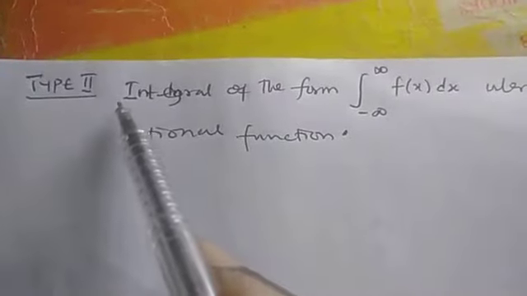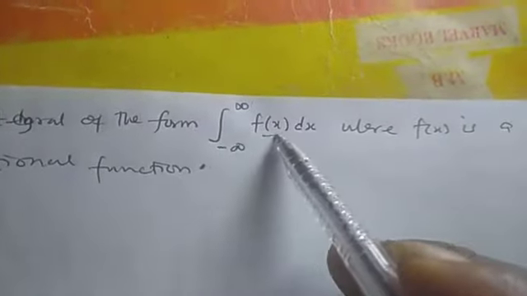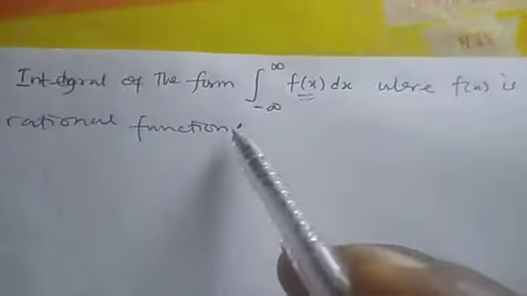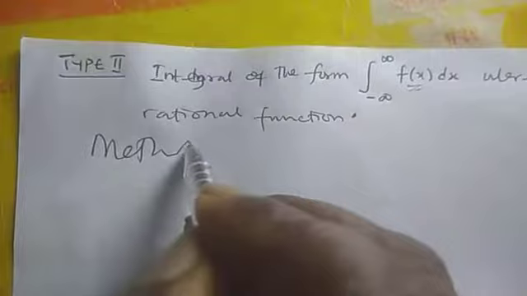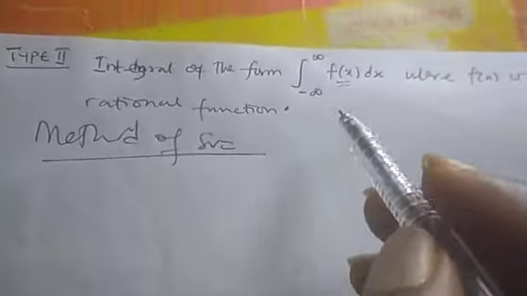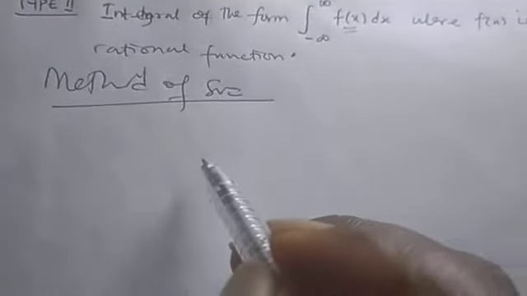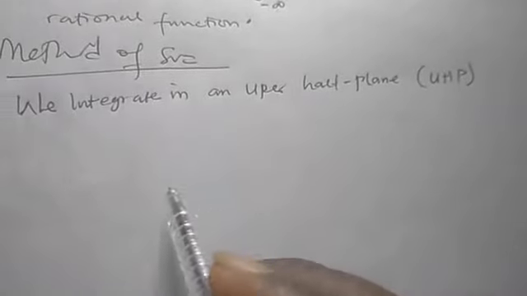So this is the type 2 integral of this format. This is improper integral of this f of x, where f of x is a rational function. So how do we integrate such using Cauchy residue theorem? So when we are given this type of integral and we want to use residue theorem, we integrate it in an upper half plane. So what do we mean by upper half plane? That is in a semicircle.